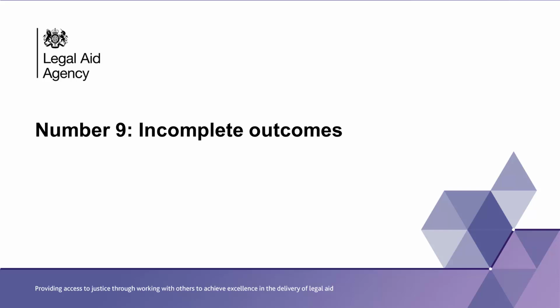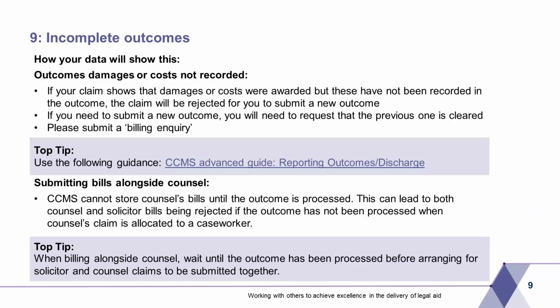In the majority of cases, CCMS prevents the bill from entering the queue to be assessed until the outcomes have been processed. There are, however, some circumstances where the claim may need to be rejected for outcomes being incomplete. Firstly, it may be that the outcome has been processed. However, at the billing stage, the caseworker notices an award in your client's favour which was not recorded on the outcome. In this situation, the claim will need to be rejected and we will ask for the submission of a new outcome which records details of any award made.